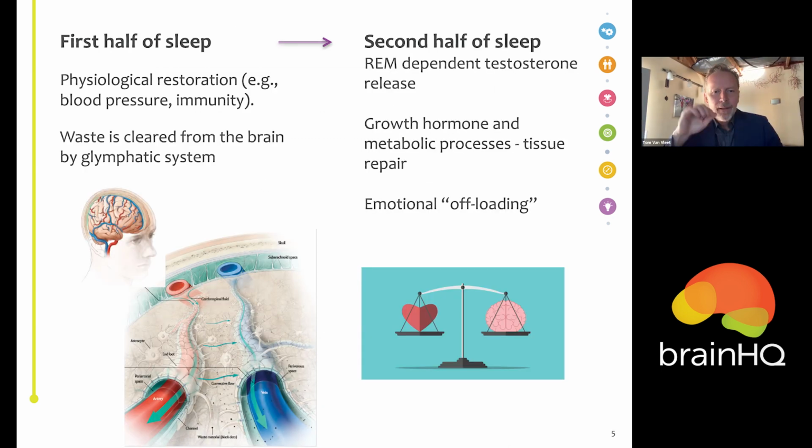So you're much more reactive emotionally, and one function of dreams and REM may be to offload some of that emotional weight. And then I want to draw a division between, as I said before, the first half of sleep and the second half of sleep. They seem to be different in terms of the type of sleep you experience. The first half is more deep slow wave sleep, the second half more REM sleep. During this period there's a lot of physiological restoration, bolstering your blood pressure and your immune response.